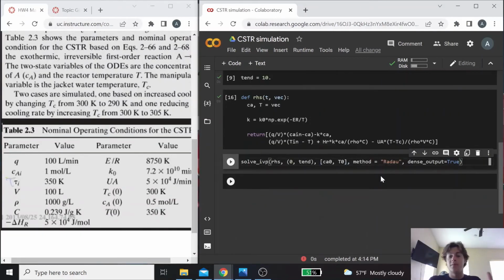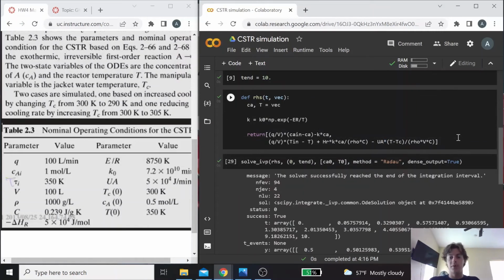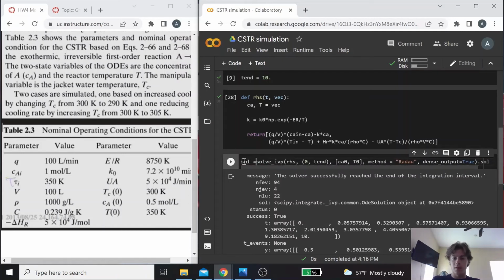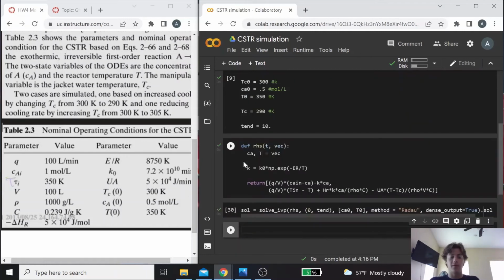All right, so I found my error. I forgot to put a comma in between our two equations, and I was missing a multiplication sign right here. I've added those in, so solve IVP should work now, and it does. So now we're gonna go ahead and grab the solution object using .sol, and I'll set it equal to our solution. So now we are ready to graph these two equations.